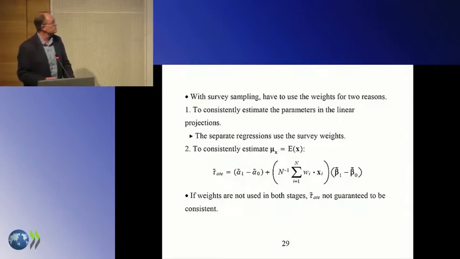And then the second place they have to show up is when you average the differences in the fitted values that you get from estimating the 2 linear regressions. You need to estimate the population mean of the x's, and in order to get a consistent estimate of that, you have to use the weights there as well. So even with the randomized controlled trial, whether you do regression adjustment or not, you have to use the weights in order to ensure consistency of the estimation.